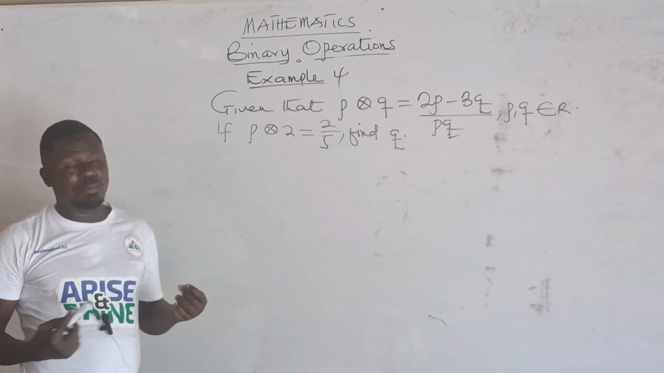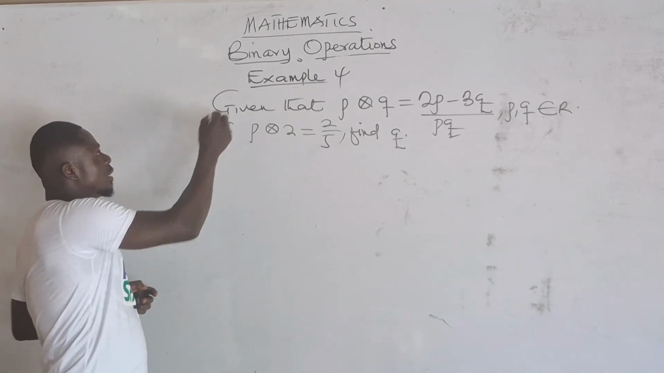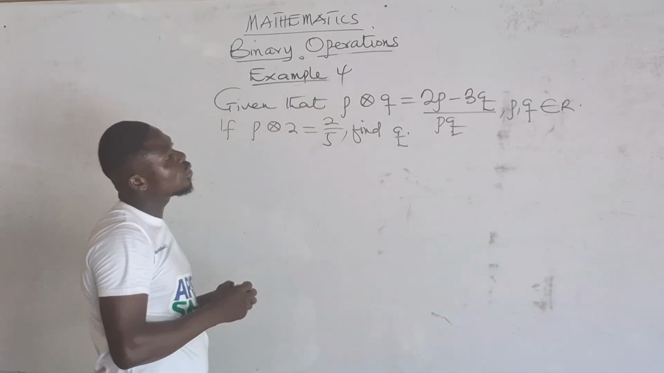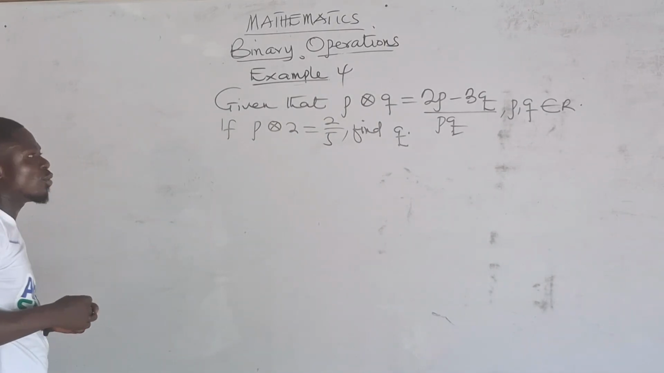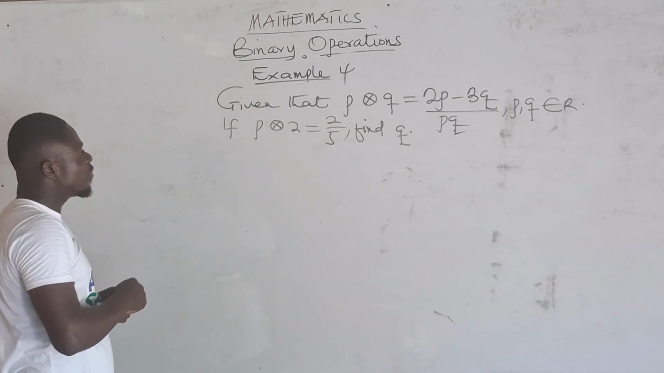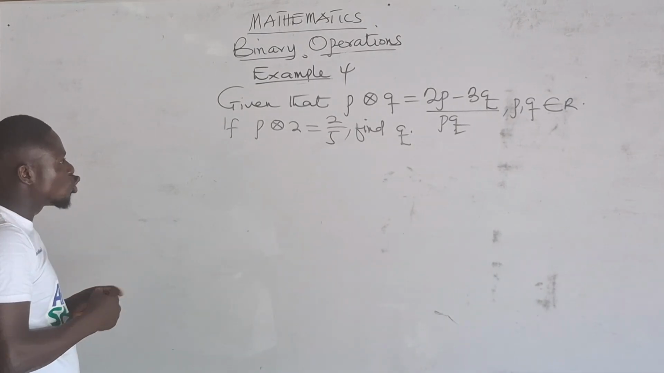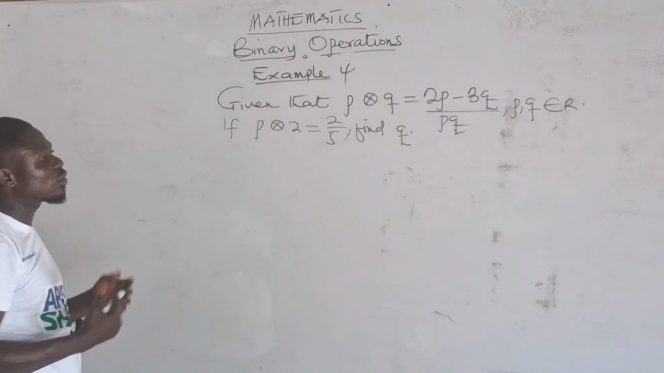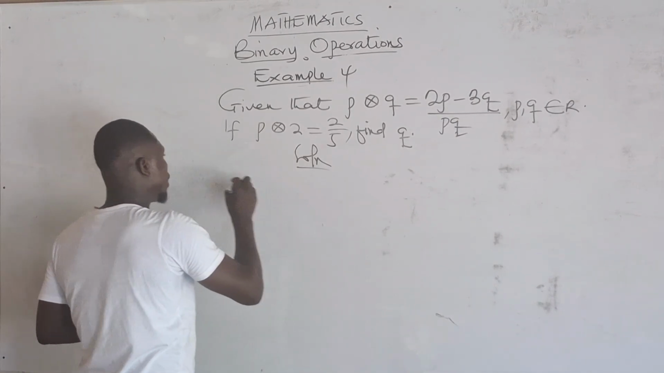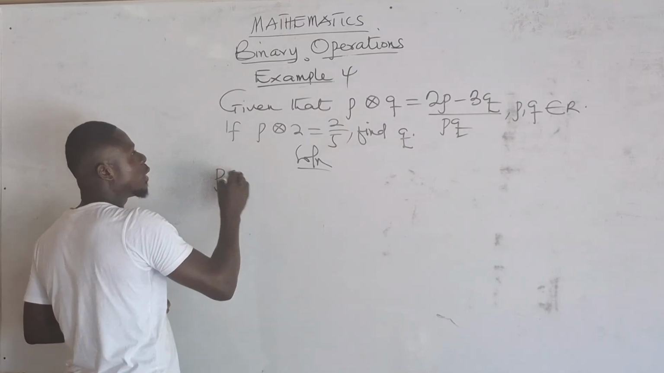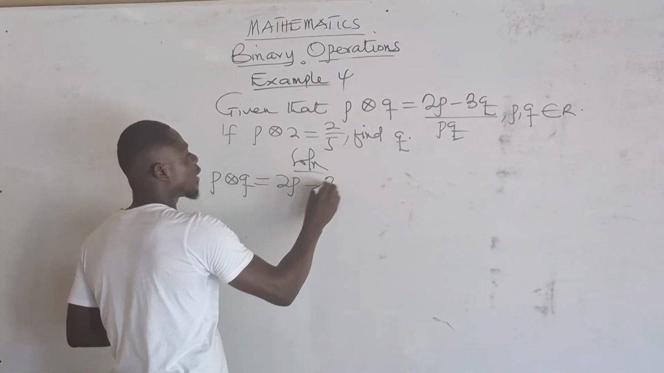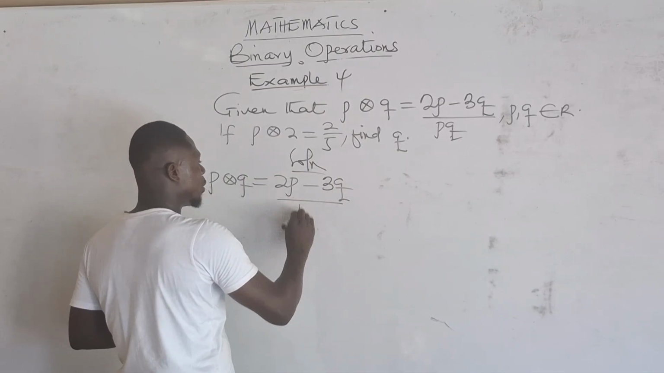The fourth example for today has the information given that P operated on Q is equal to 2P minus 3Q on PQ, where P and Q are members of R. If P operated on 2 is equal to 2 on 5, we have to find the value of Q. We have P operated on Q is equal to 2P minus 3Q on PQ.